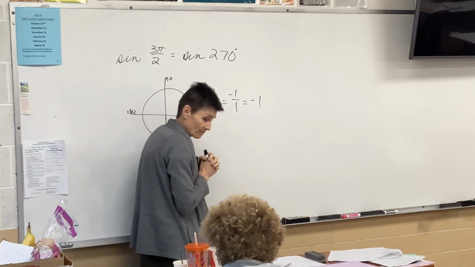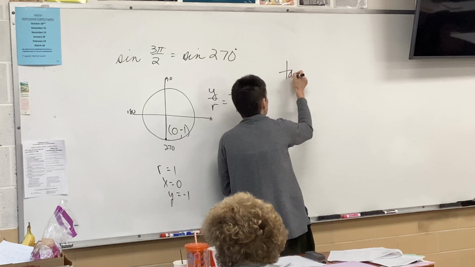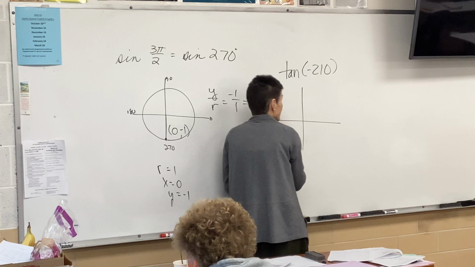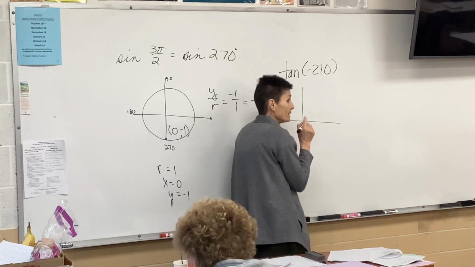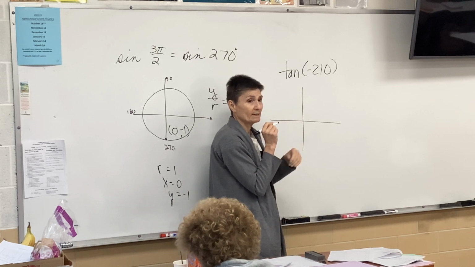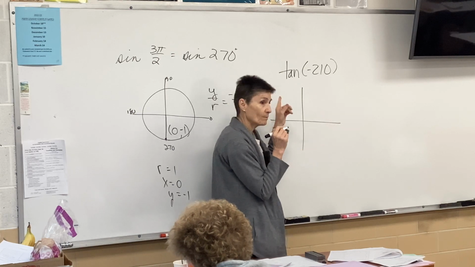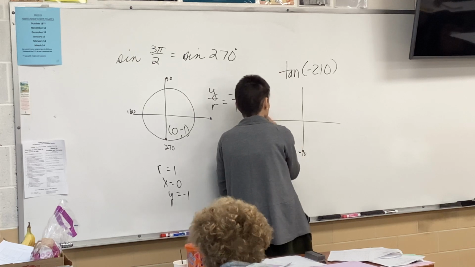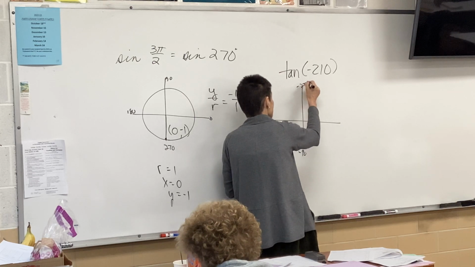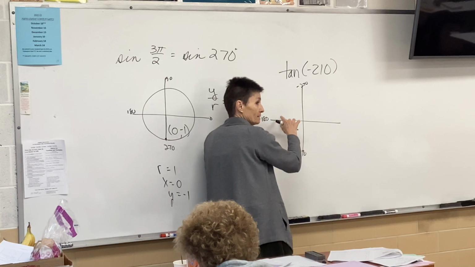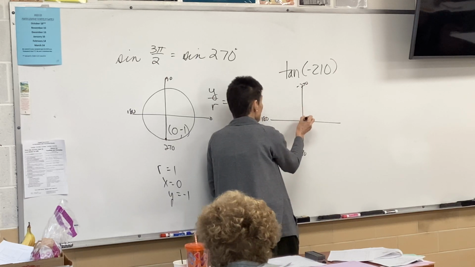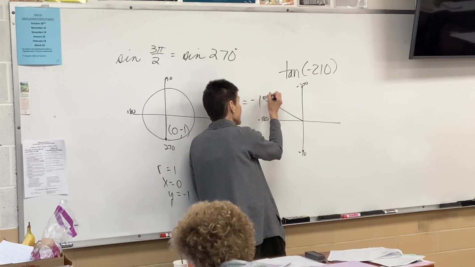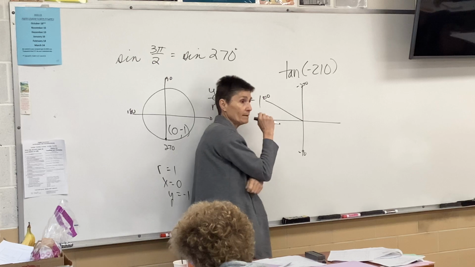All right, next, tangent of -210. All right, so we've got to remember it's negative. Negative means what? When the angle is negative, it means we go down and around. So this would be -90, -180, -270, if I'm going this way. So wouldn't -210 be up here like this? In between 180 and 270?